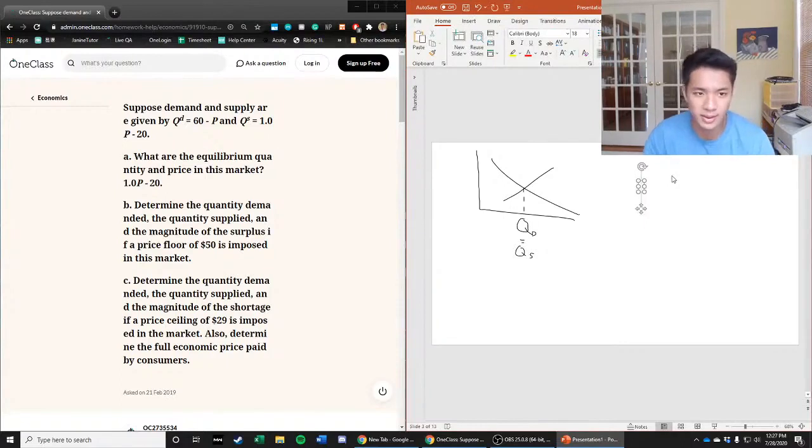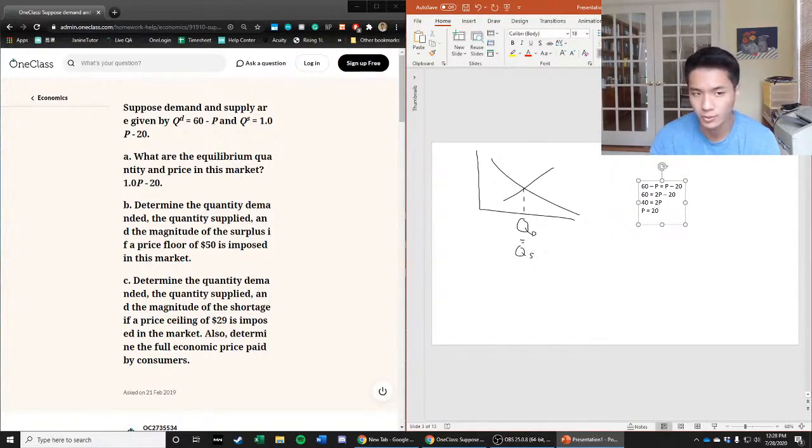You get something like 60 minus P is equal to P minus 20. We can add P to both sides. We get 60 is equal to 2P minus 20. And then you can subtract 20 from both sides. 40 is equal to 2P. And then finally, divide by 2 on both sides. P is equal to 20.